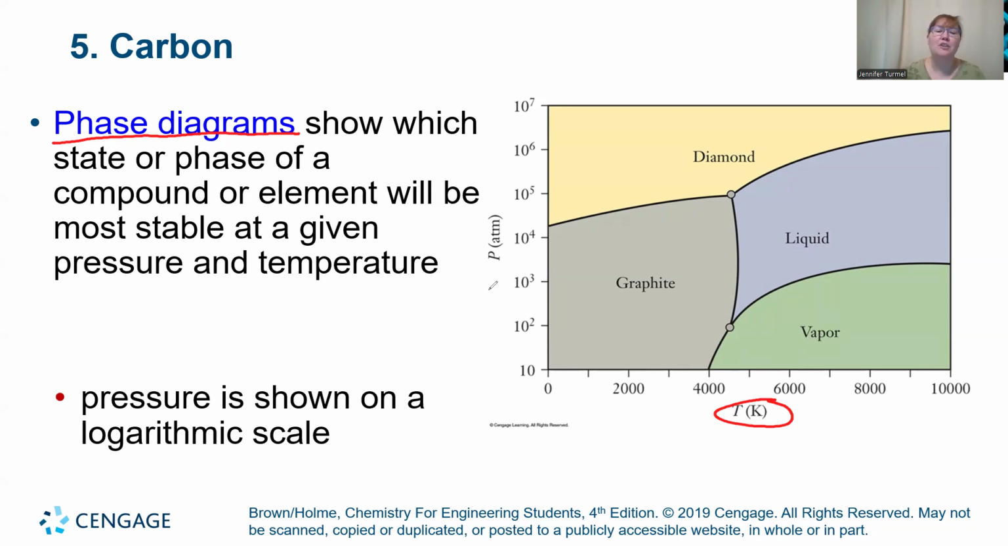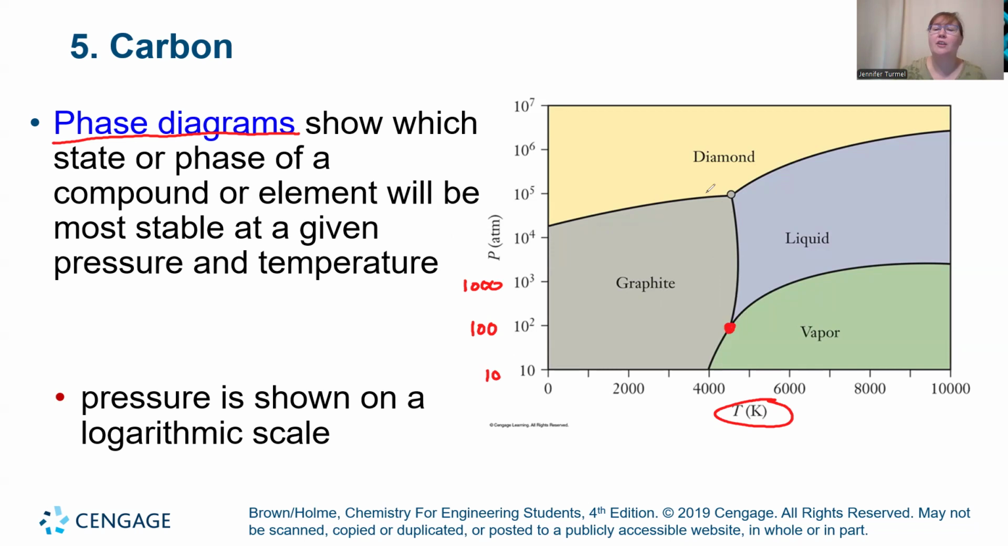And under great amounts of pressure, so this pressure is logarithmic. So this is 10 and then 100 and 1,000. So the pressure is increasing faster than it looks like it's increasing because it's increasing by a factor of 10 every single one. And the really interesting thing here is that carbon has 2 triple points.